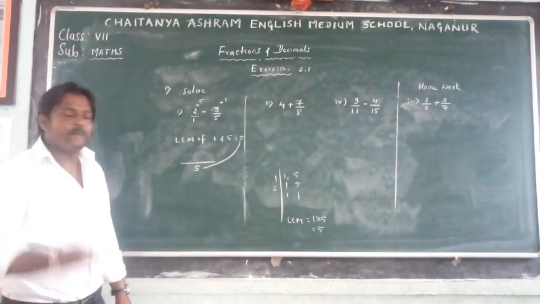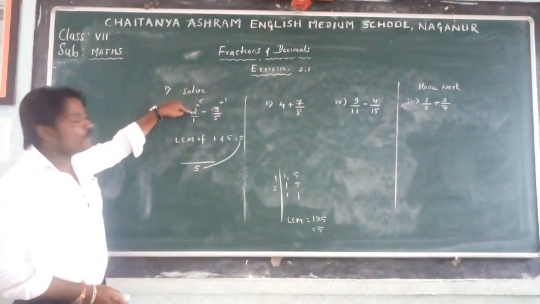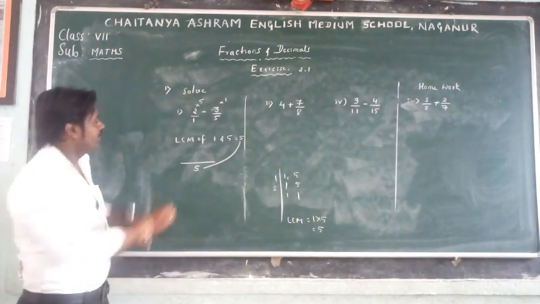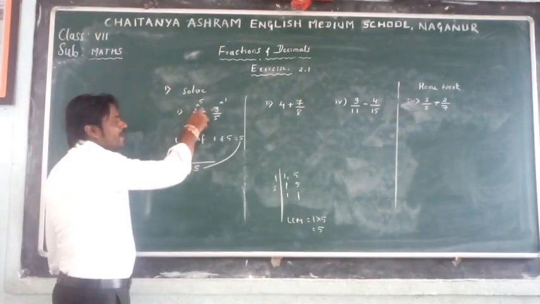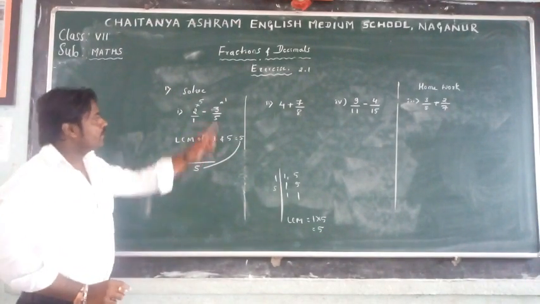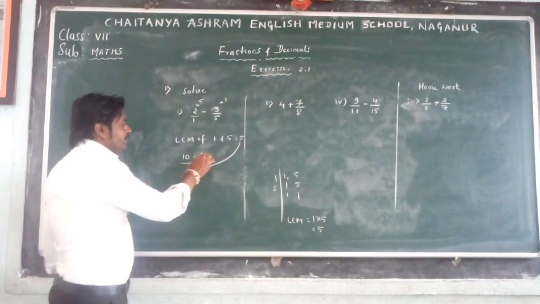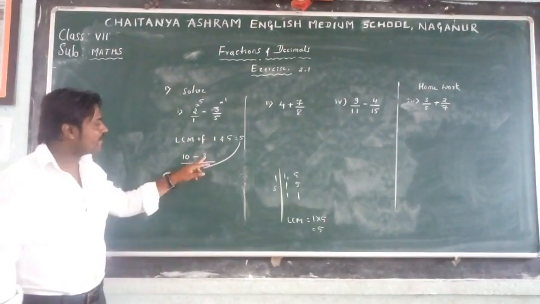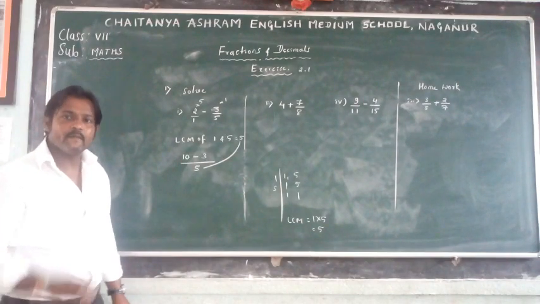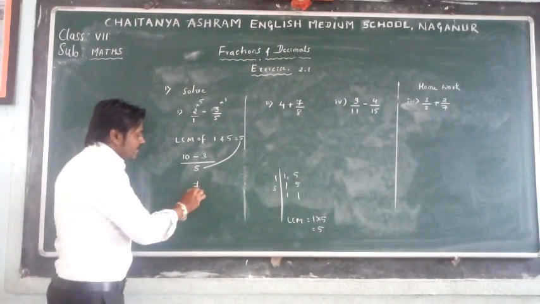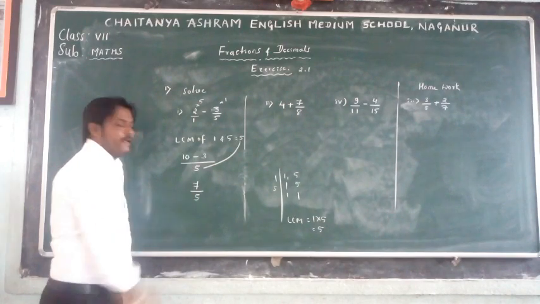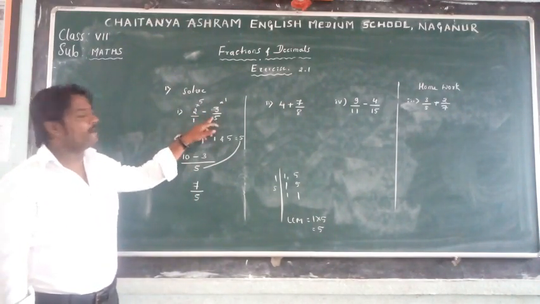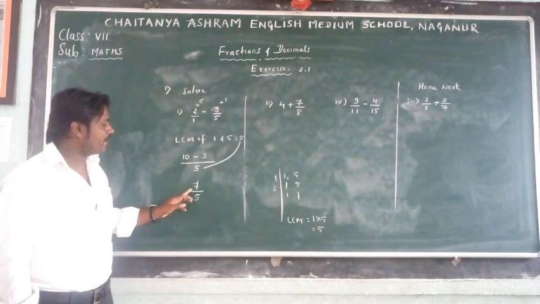Then multiply. 5 into 2, or we can do the multiplication this way, 2 into 5, 10. What is the sign here? Minus. 3 into 1, 3. So what is the difference? 10 minus 3. Subtract 3 from 10. What is the answer? 7. Very good. 7 divided by 5. So the difference of a whole number and a fraction is 7 divided by 5.